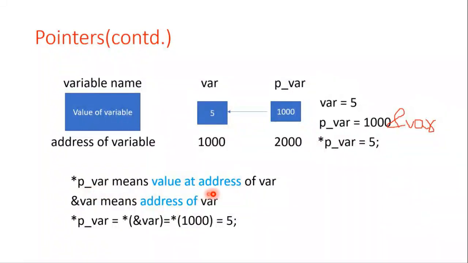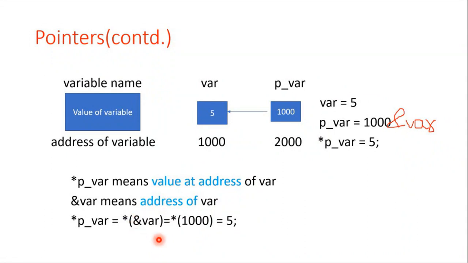Pointer pvar means value at address of var. Because it is pointing to the address of var, and ampersand var means address of var. And when we do star pvar, it equals star, and pvar will be replaced by address of var.